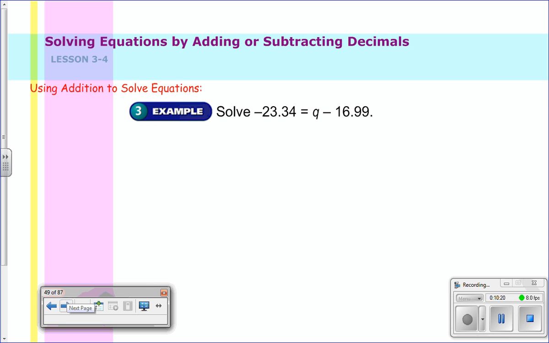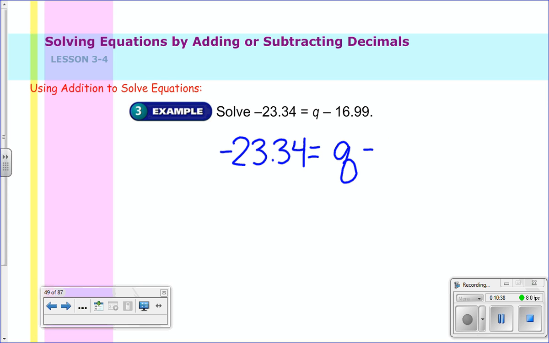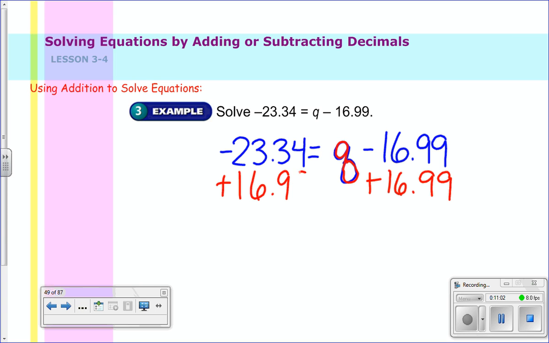So that's the first objective. We've solved all those equations by subtracting. Now we're going to use addition to solve all these equations. So here we have solve negative 23 34/100 is the same as Q minus 16 99/100. You go through the same steps. All you're changing is instead of subtracting, you're going to add these pieces together. So I take a look. Q is my variable. On the same side of it is this minus 16 99/100. Well, to get rid of the minus, I add. So you can see how I'm adding each piece.